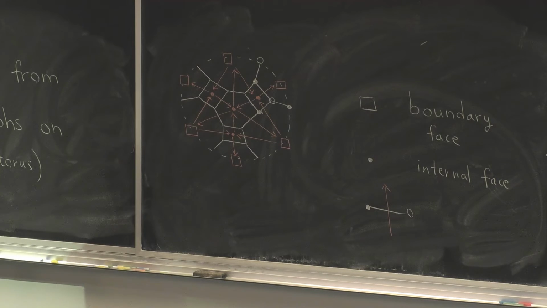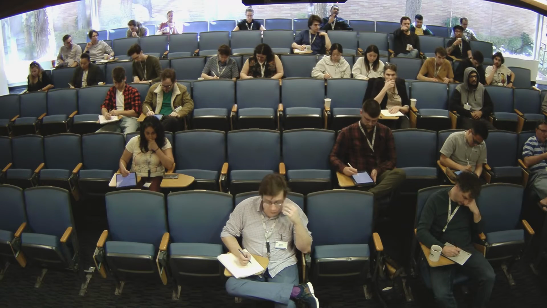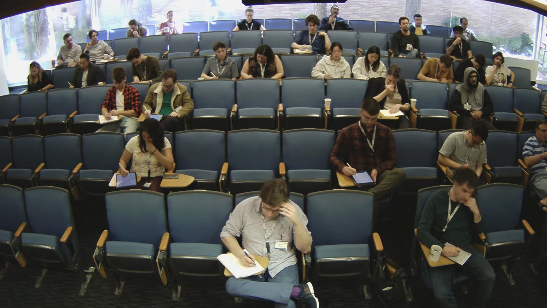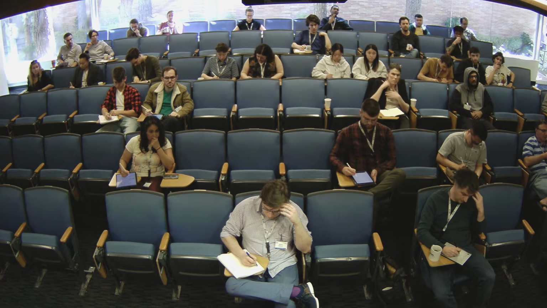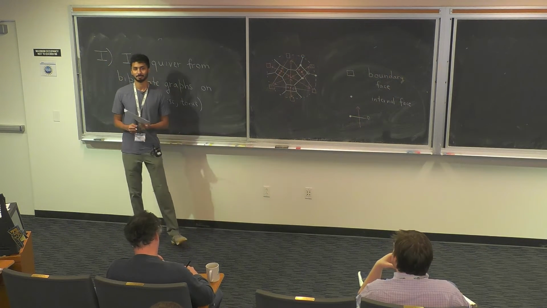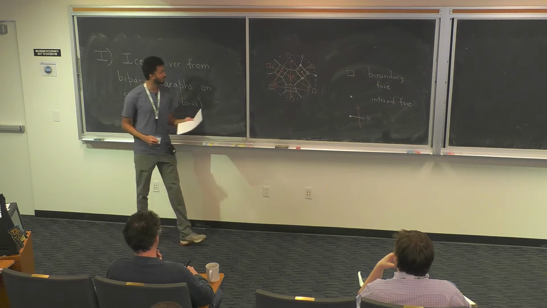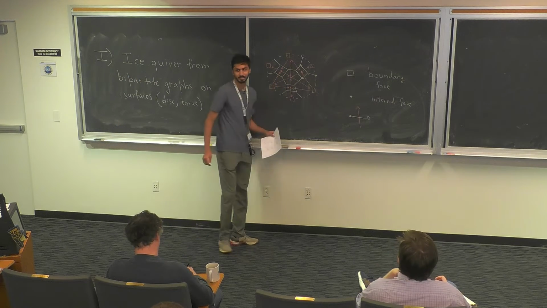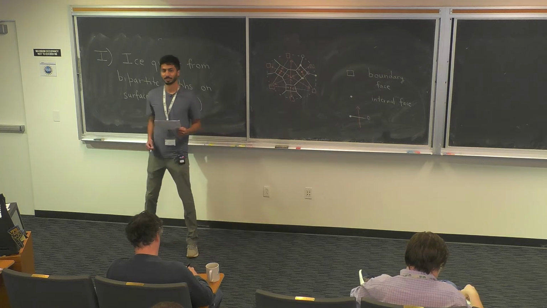In the bipartite graph, you only have degree 1 vertices on the boundary. Is that an assumption, or is that not necessary? That's a convention that people commonly use, and it's nice to have that assumption. But things still work if you don't have that assumption. Are there other questions?